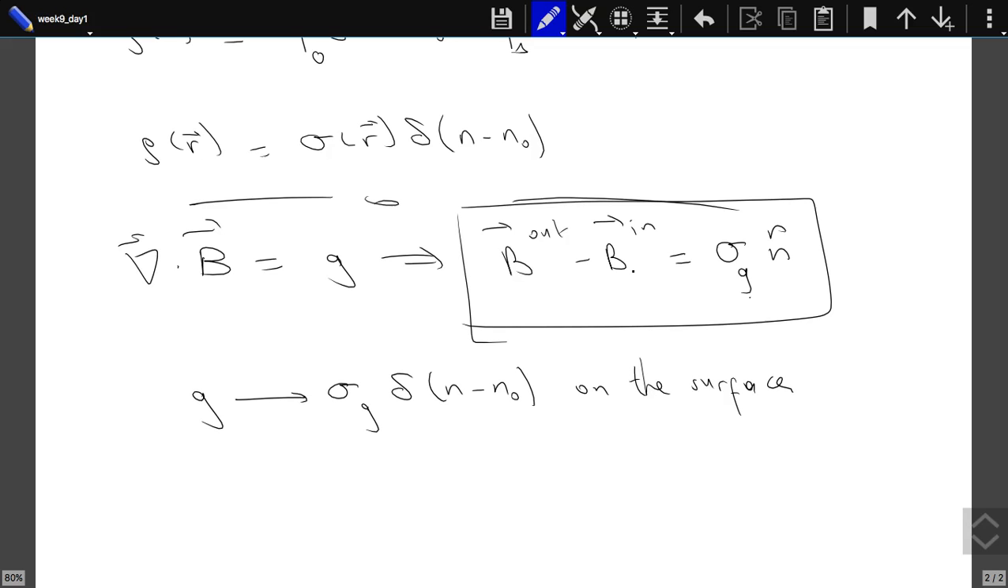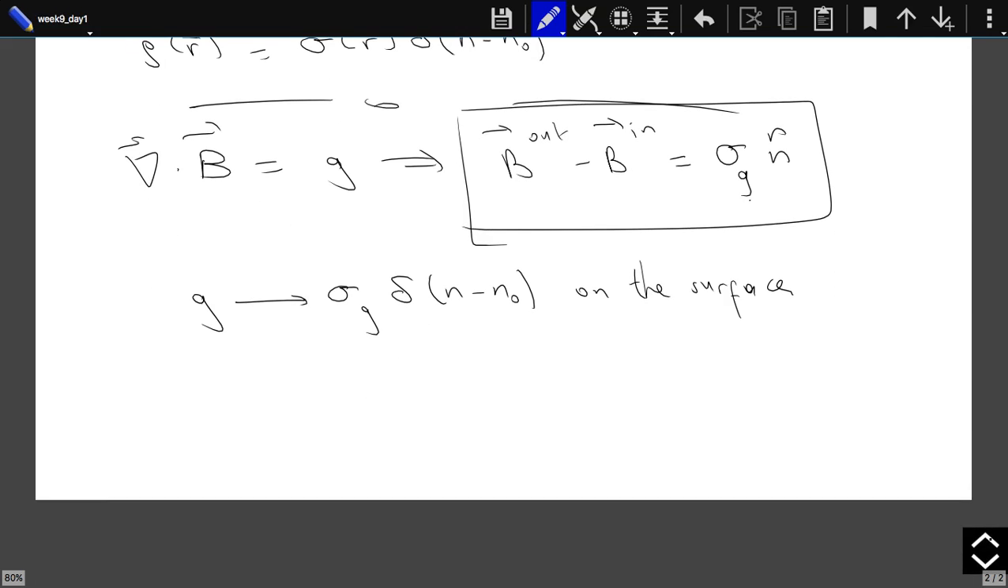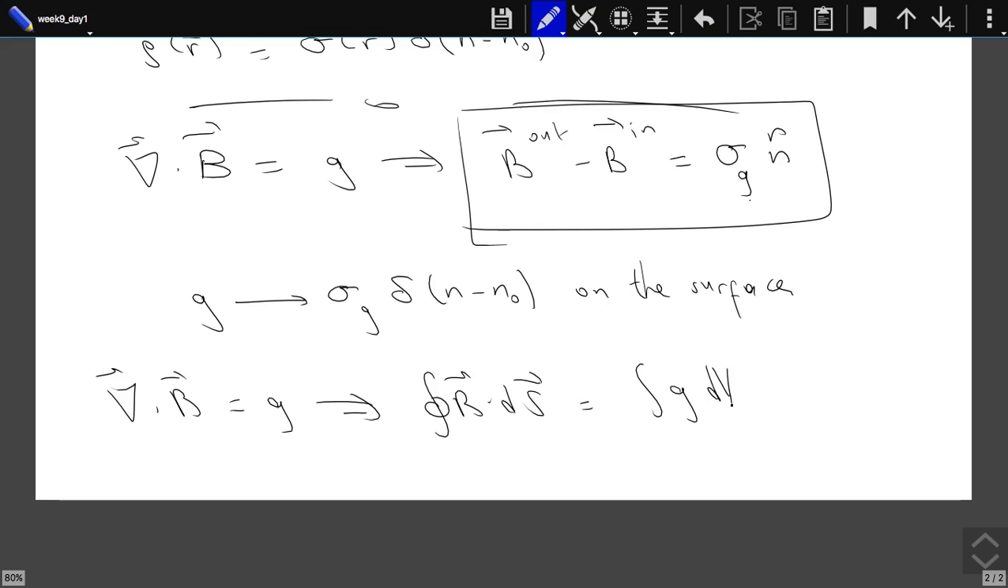We know that the E field satisfies such a differential equation, the D field satisfies such an equation, and hence they all have such conditions on a surface. And the idea is, you see, if del dot B is equal to G, you just integrate it over a volume. This is equal to B dot dS over any closed surface. This is equal to the integral of G over the volume bounded by that surface.